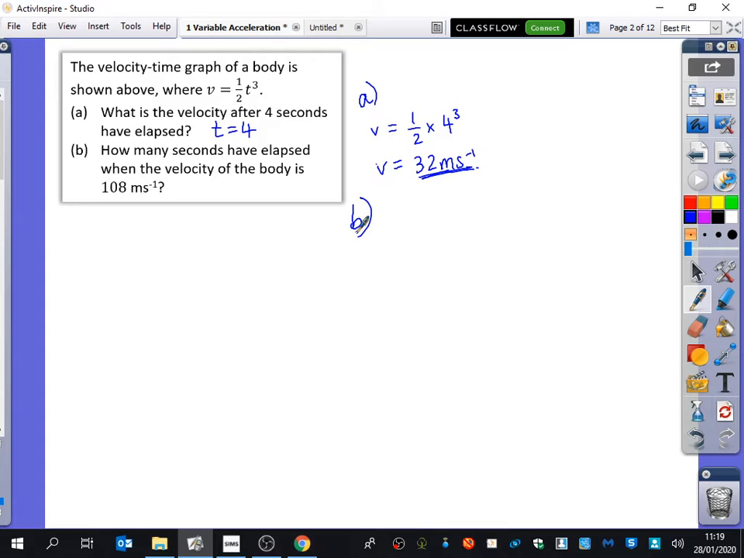This time, they're telling us that v is 108, whereas before they were telling us that t was 4. So all we do is we go to our equation, v equals a half t cubed, and find what value of t will give me a value of v of 108. I'm going to double both sides, so I get 216 is t cubed. Anyone think they know what value of t is the cube root of 216? I've got an idea.